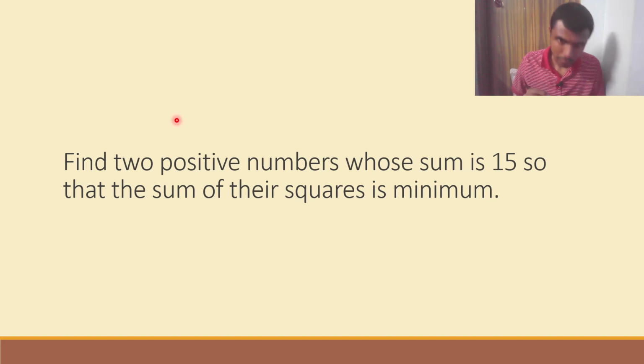We need to find two positive numbers whose sum is 15. Now what is the condition? The condition is that the sum of their squares should be minimum. Now how to do it? Let's say I take one number as x. What will be the other number? The other number is going to be 15 minus x.